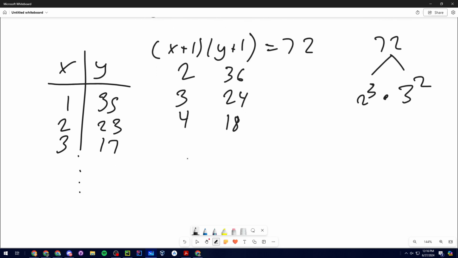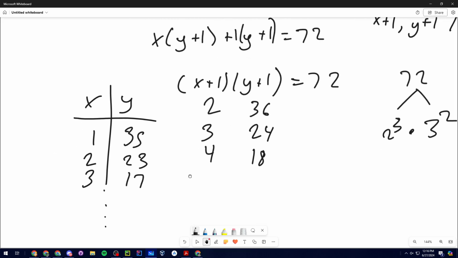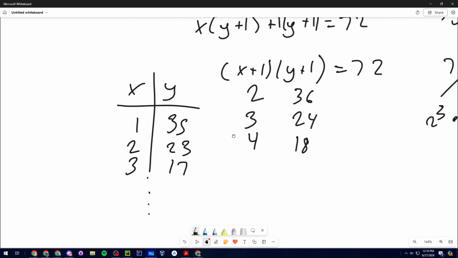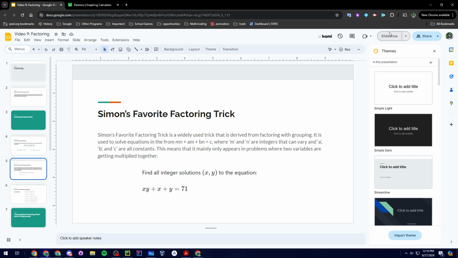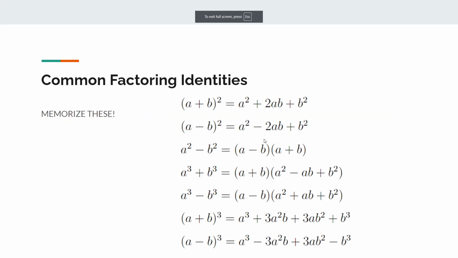I'm not going to find all the solutions because there's a lot. But this is just the method you would use to find integer solutions. Sometimes it'll ask you to find the sum of all possible values of x. That's one way. But yeah, so that's pretty much just Simon's favorite factoring trick.